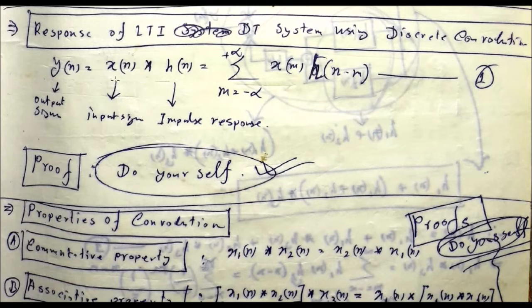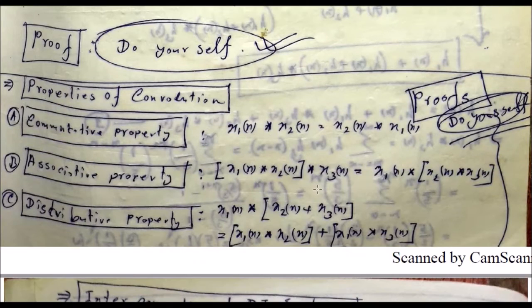That means convolution of the arbitrary input signal and the impulse response will give you the response of the system. That will be represented by this formula, the linear convolution formula. This proof is very easy. You can go through the proof from the book of Nagoor Kani.